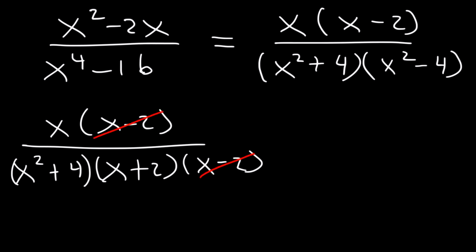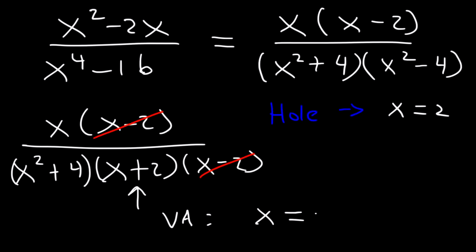So this factor leads to a hole. So we have a hole at x equals positive 2. And this one leads to the vertical asymptote, which is x equals negative 2.